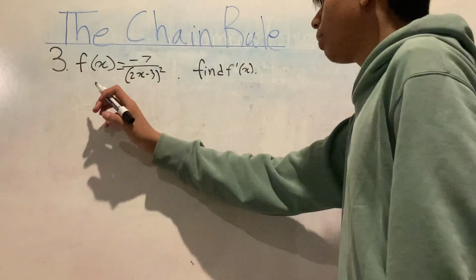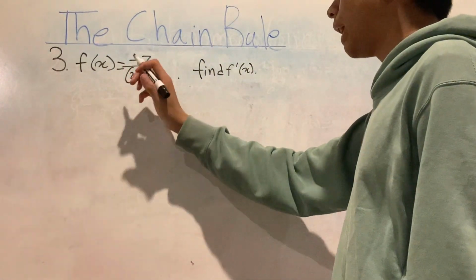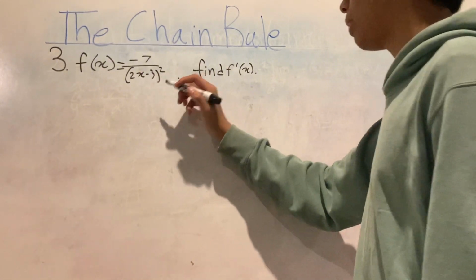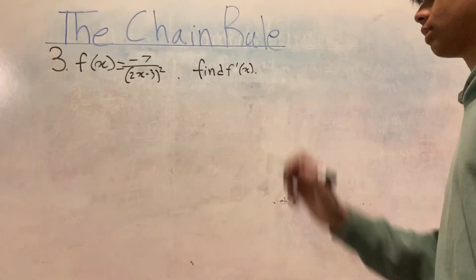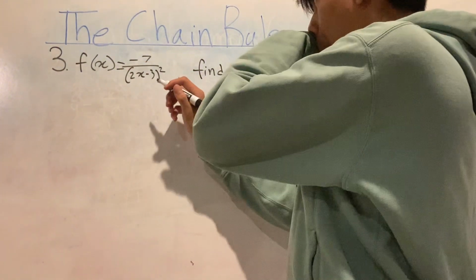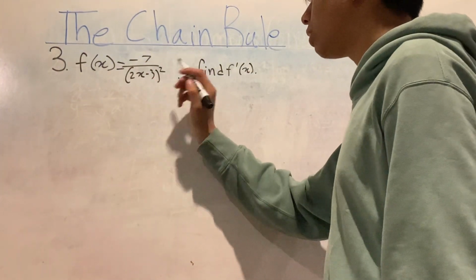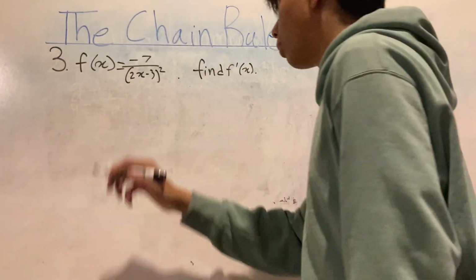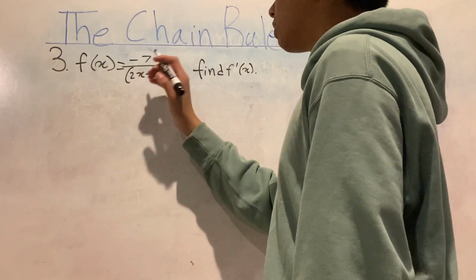Okay, so question 3, we have f of x equals negative 7 over 2x minus 3 squared, and we have to find f prime of x. So we have to find the derivative. And you see this is a fraction, so you might think we need to use a quotient rule, but that would create unnecessary steps that you don't need. What you can do is just separate this.